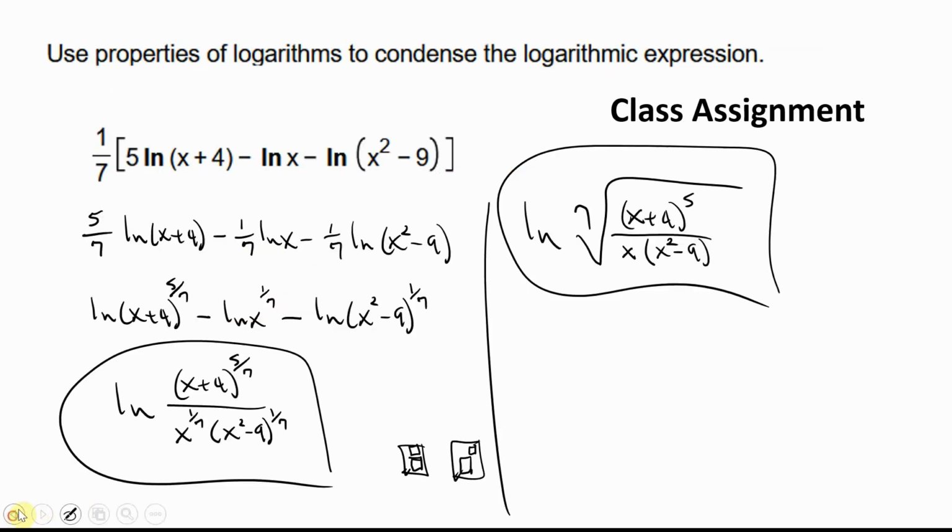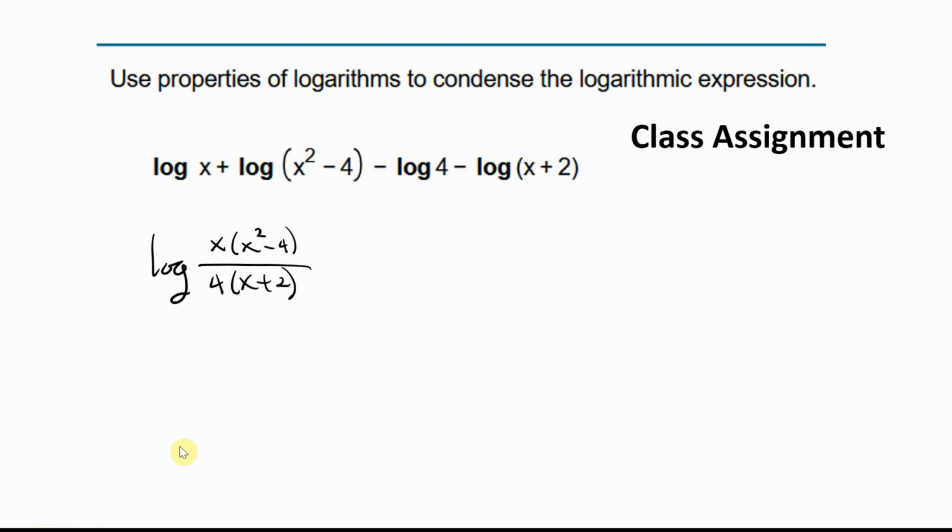Let me go back and look at this previous problem, see if nothing was going on funny in that one. No, there's no common terms. x plus 4 is different than x squared minus 9. x squared minus 9 becomes x minus 3 times x plus 3. So nothing common there. I do have some commonality here. This is x times, factor that x squared minus 4, that's x minus 2 times x plus 2, all over 4 times x plus 2. So the x plus 2's cancel.